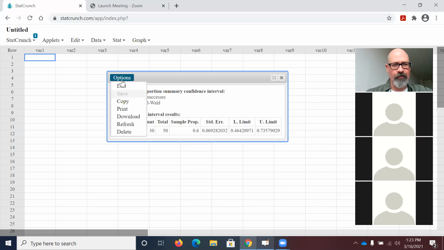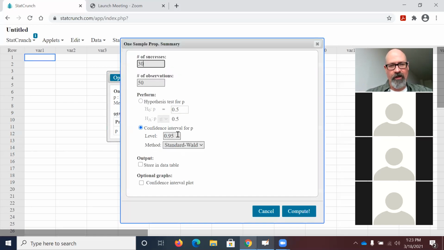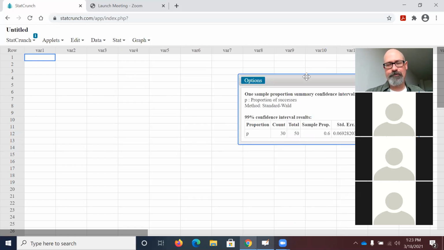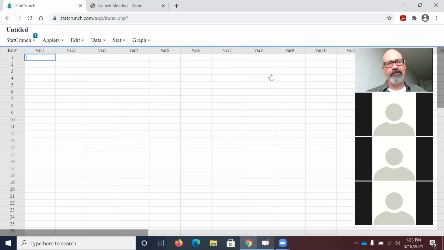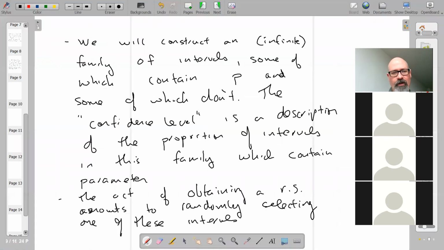You can edit. So I'll do that right now. What if you had a higher level of confidence? You're going to find that the interval is a bit wider. I don't know if that's surprising or not. The lower limit and the upper limit are reported. So the discussion we're about to have, you probably will use Statcrunch to compute confidence intervals quite a lot. But there probably needs to be some discussion about what their genesis is, where they come from, and I think that's probably what I want to do right now.